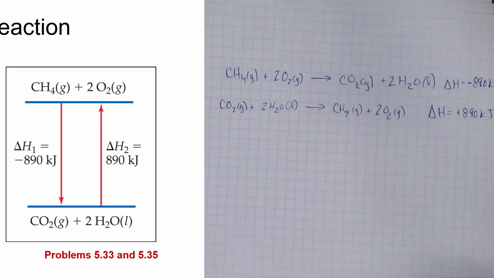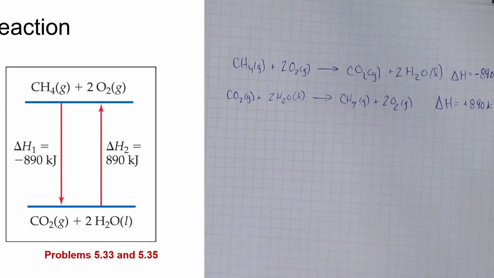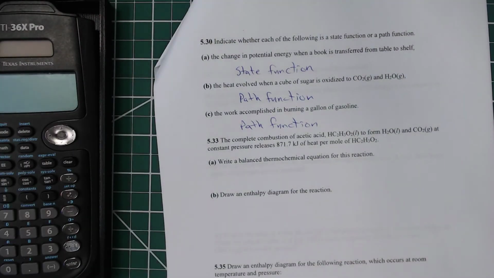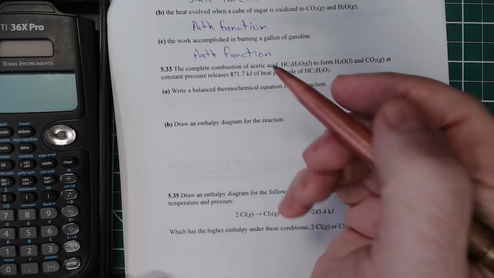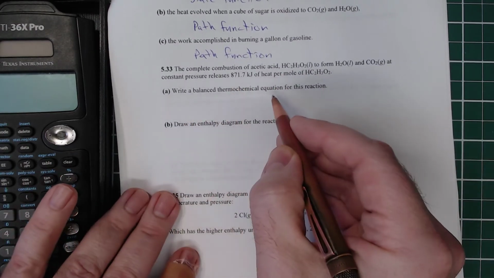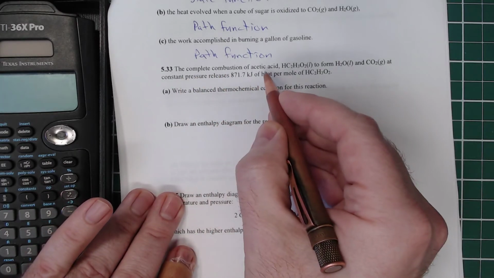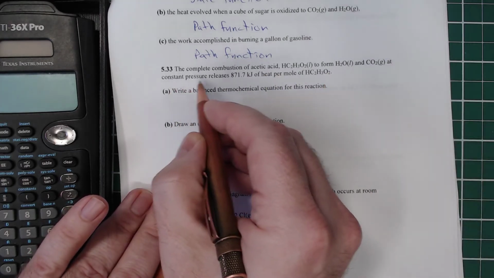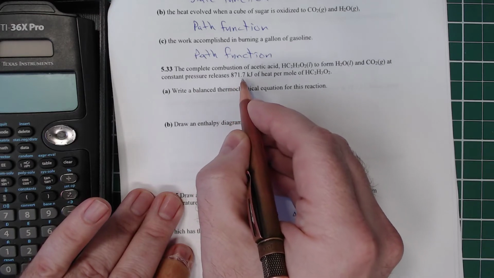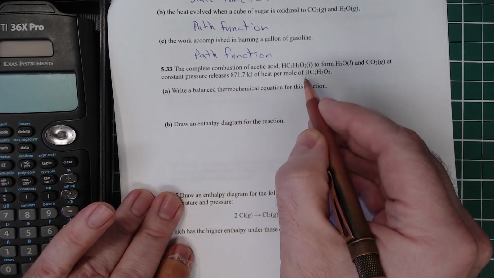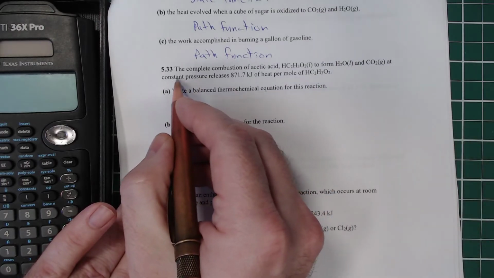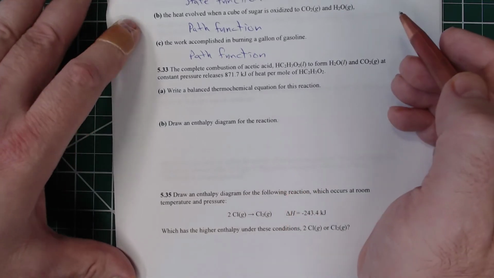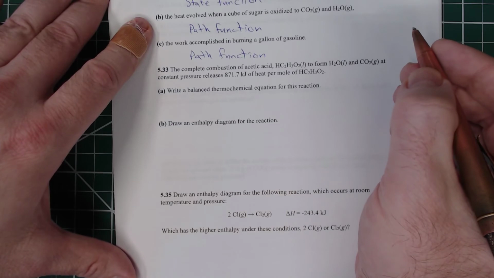So let's look at number 33 and 35. So I'm going to get rid of that and move this out of the way. We'll look at 33 and 35. Write a balanced thermochemical equation for this reaction. The complete combustion of acetic acid to form H2O liquid and CO2 gas at constant pressure releases 871.7 kilojoules of heat per mole. All right. The fact that it's at constant pressure means that our heat will be equal to the delta H, the enthalpy of the reaction.